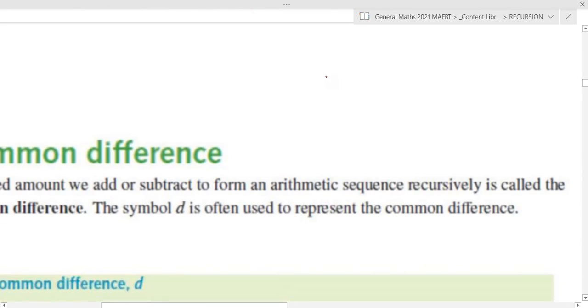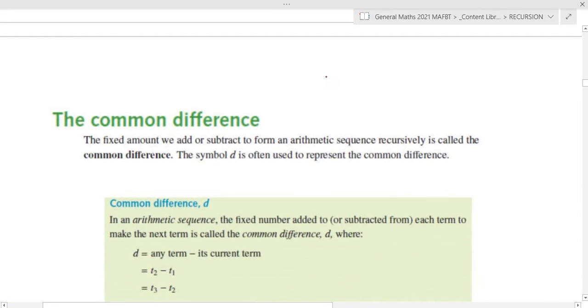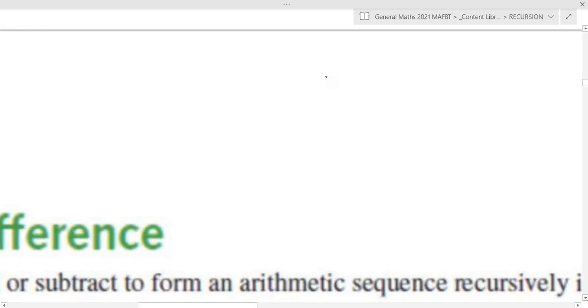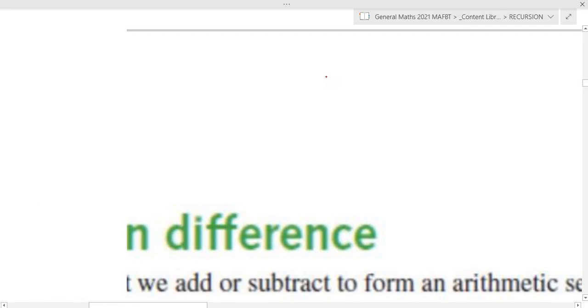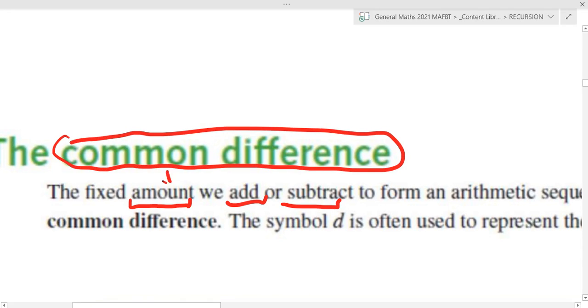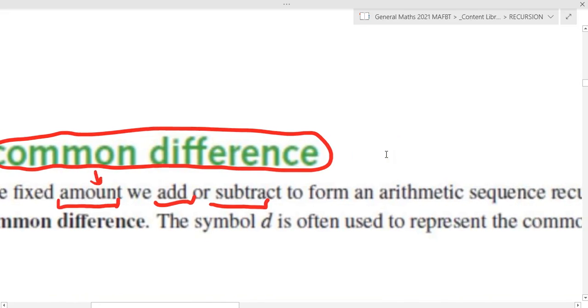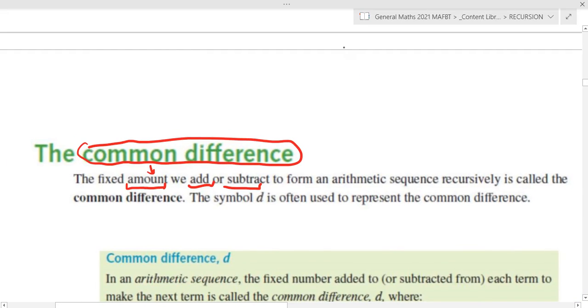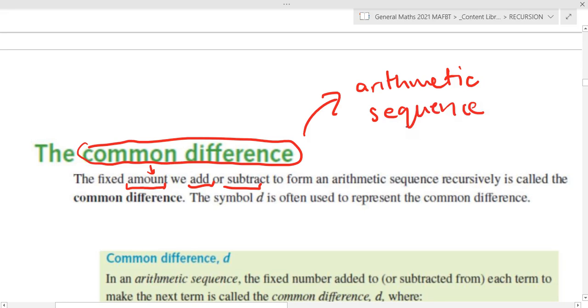Now, there is a name that we give to that number that you're adding or subtracting by, and it's called your common difference. So the common difference is the amount that we either add or subtract by. This refers to the amount that you're adding or subtracting by, and it's always the same number. You only find common difference in arithmetic sequences. You'll never find it in the geometric, just in arithmetic.